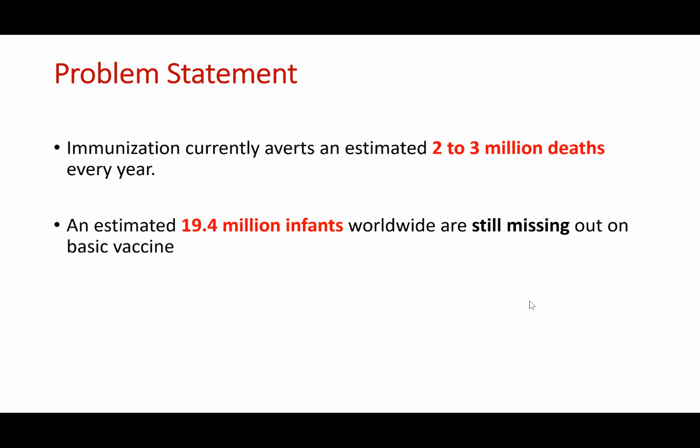Immunization currently averts an estimated 2 to 3 million deaths every year. If we don't do immunization, that means 2 to 3 million deaths will happen. As of now, we're preventing 2 to 3 million deaths by immunization. An estimated 19.4 million infants worldwide are still missing out on this basic vaccination. That's the strategy. Now, coming to the epidemiological features.